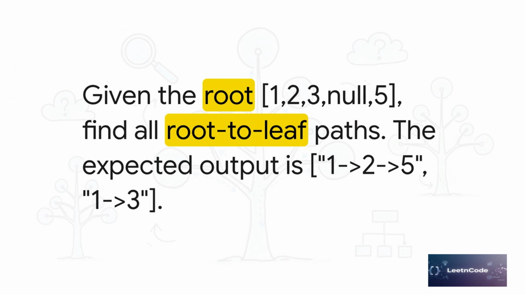Let's make this real with our specific example. We're given a tree that looks like this: 1, 2, 3, null, 5. So what does that mean? Well, 1 is our root. It has two children, 2 and 3. Then node 2 has a null left child, meaning nothing's there, and a right child, 5. Our mission is to find every single path from the root to a leaf. The answer we should get is 1, 2, 5, and 1, 3.